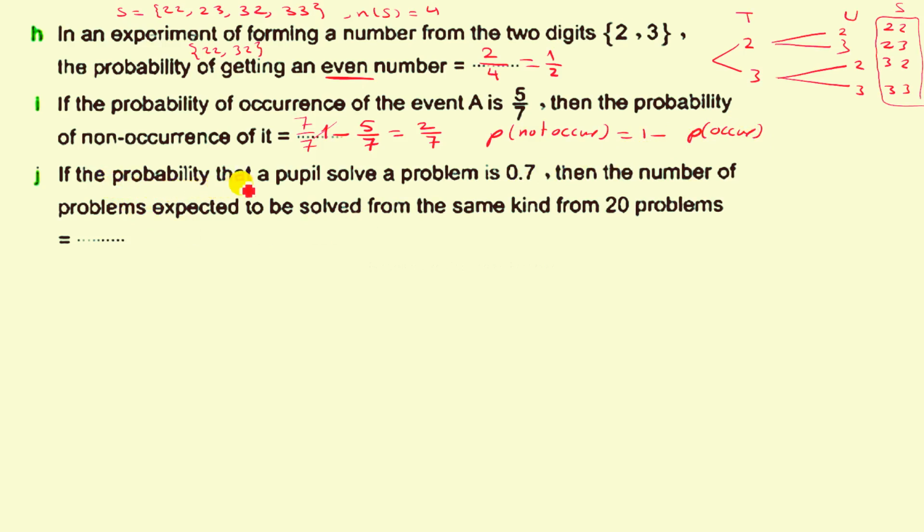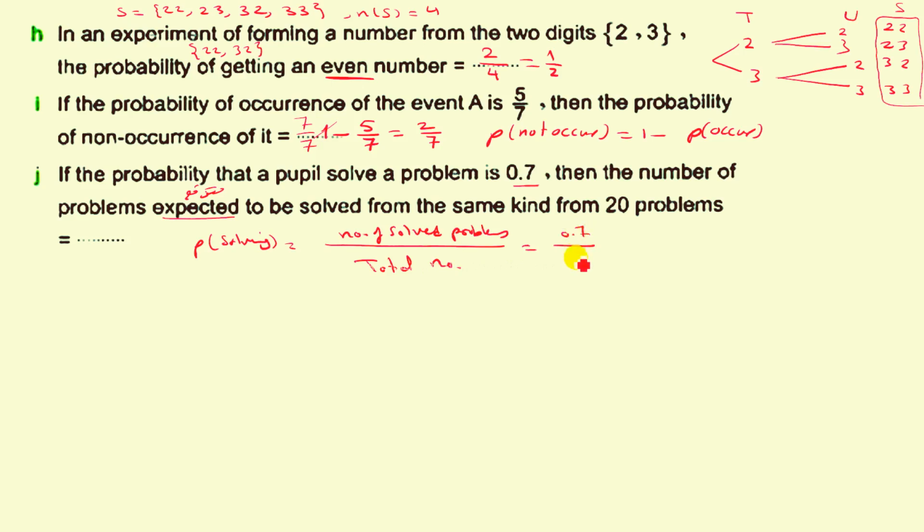If the probability that a pupil solves a problem is 0.7, then the number of problems expected to be solved from the same kind from 20 problems. كم problem متوقع expect. طبعا هنا probability of solving 0.7. Probability of solving اللي هو number of solved problems over total number of problems equals 0.7.